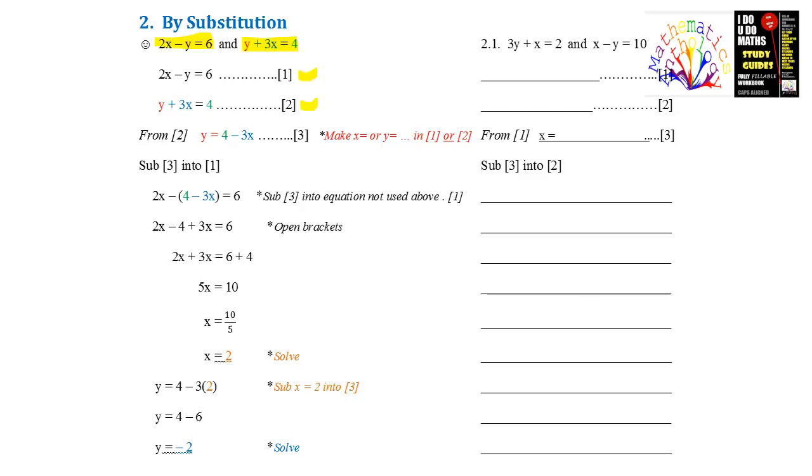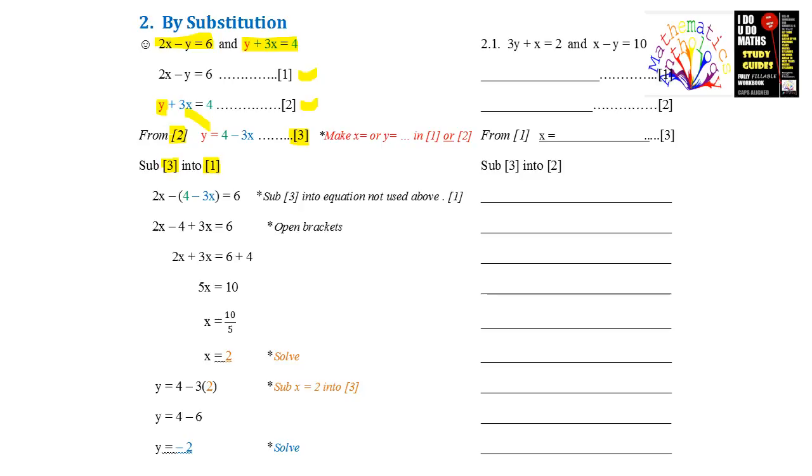And I need to take one of these equations and make one of the letters the subject of the formula. So I will take equation 2, and the simplest variable in equation 2 is y. So I'm going to make y the subject of the formula in equation 2. That would make it y is equal to 4 minus 3x, and this I will call equation 3. I need to now substitute my new equation 3 into the equation that I did not use earlier. I did not use equation 1 earlier, so that's the one I'm going to use now.